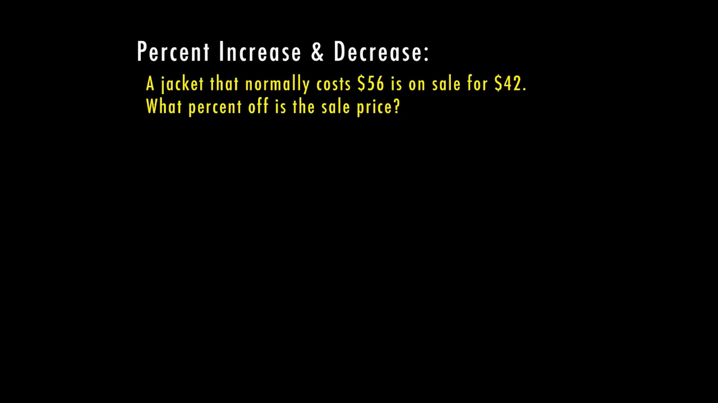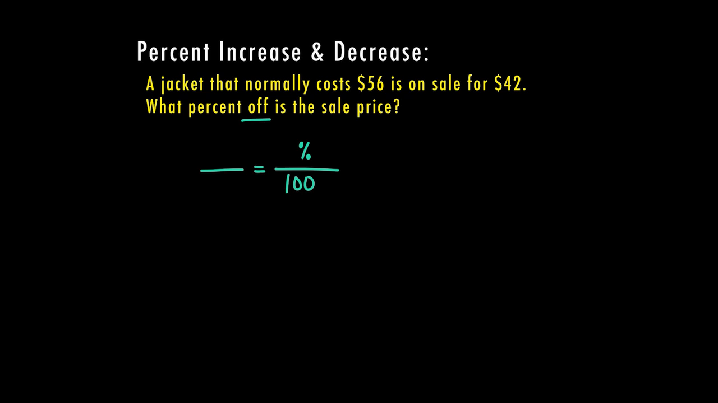So now let's go on to purchasing something, and a jacket that normally costs $56 is on sale for $42. We want to know what percent off the sale price is. So this is an example of a decrease. So I need to find out what percent that decrease represents. So we're going to set up our proportion here. And I don't have a percent, so I'm going to still put my percent over 100.